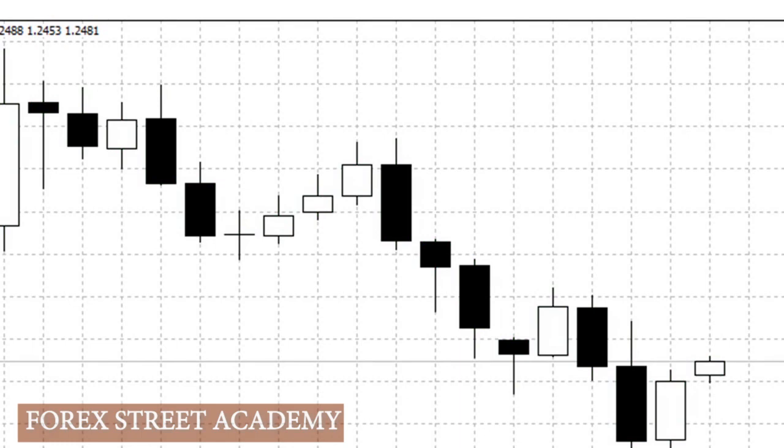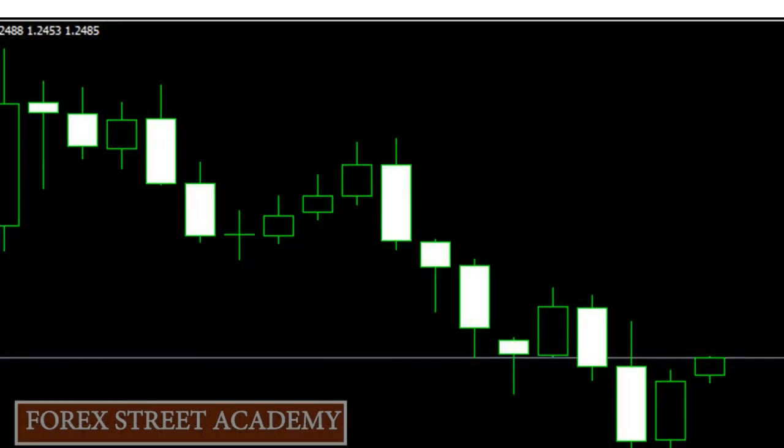But the way to remember is not black and white, but hollow and filled. In this case, the background of the chart is black, so hollow will be black, and therefore the bullish bars are black in this instance. And whereas white is the opposite of black, and therefore the bearish bars are white and they're filled with color in this case.